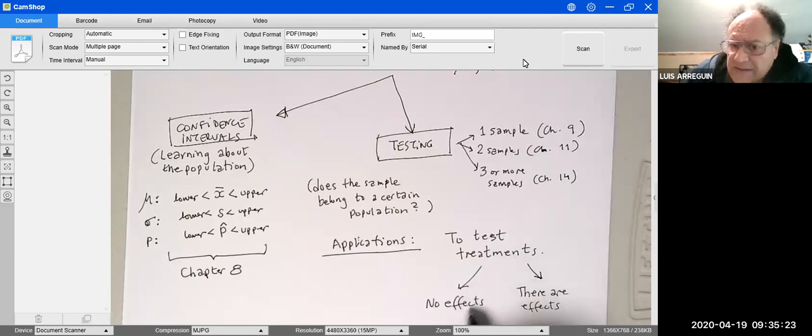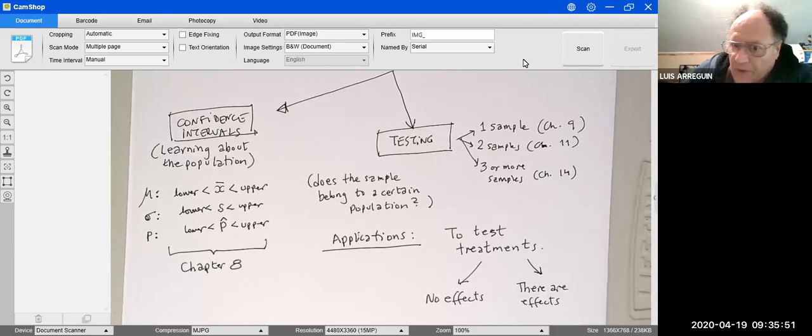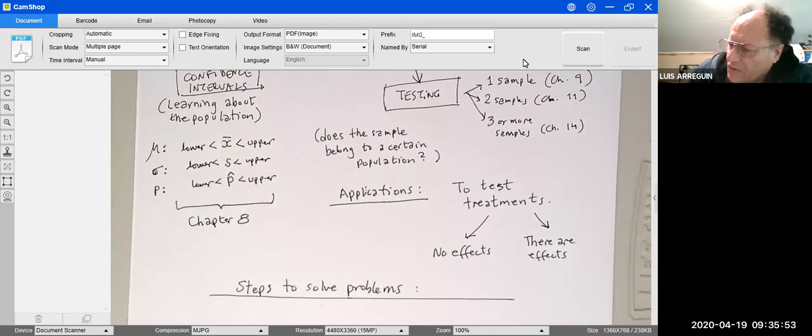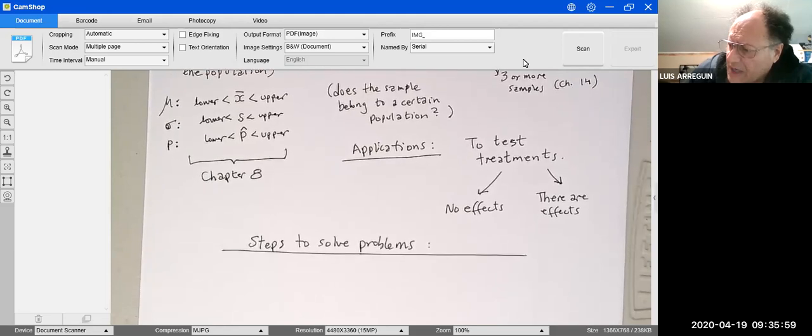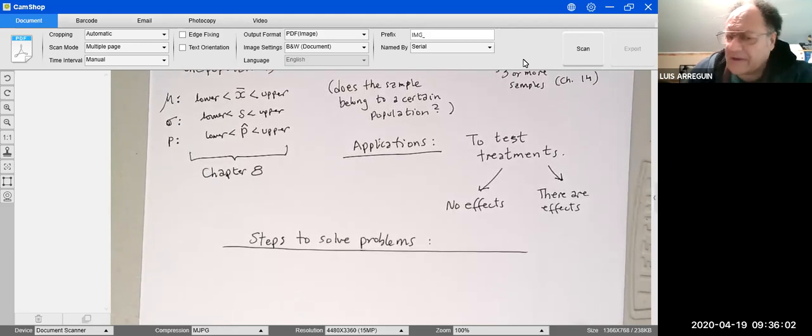Maybe there are no effects. So in other words, your sample belongs to the original population, the original population that might be composed of the people having that illness. Or maybe there are some effects, so you are creating a new population. So your sample is coming from a different population where the main parameter is different from the parameter of the original population. So this is just an overview. We're going to go deep in all these concepts and ideas and procedures in this chapter and in the other two chapters, chapter 11 and chapter 14.